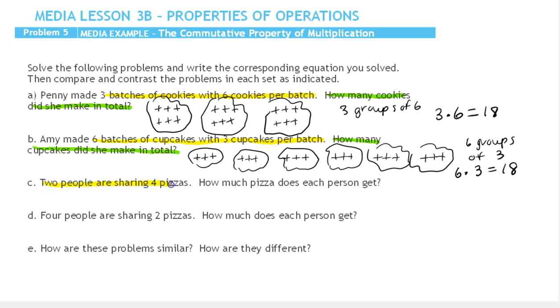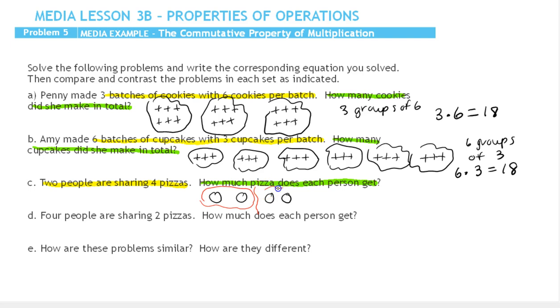2 people are sharing 4 pizzas, and we want to know how much pizza does each person get. So let's draw 4 pizzas. So these will be our 4 pizzas. And we want to share these 4 pizzas equally among 2 people. So I want to partition this into 2 equal groups. I'm going to use a red pen. Okay. So here are the 2 groups.